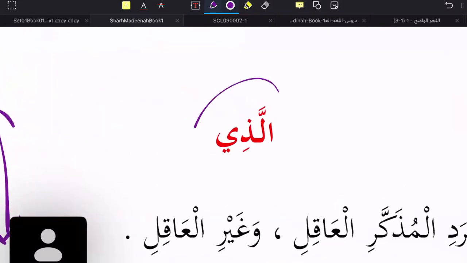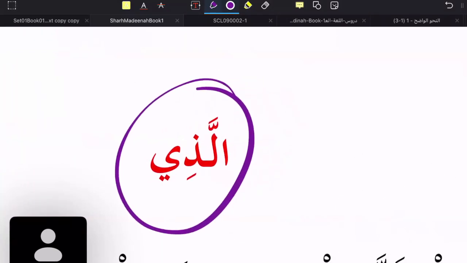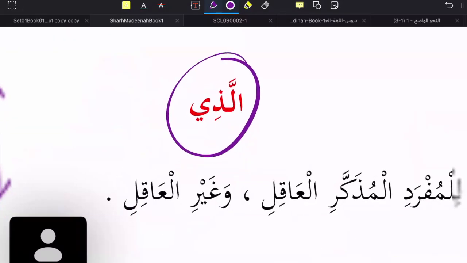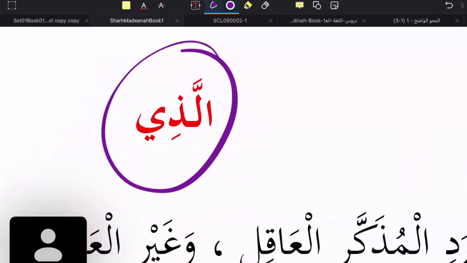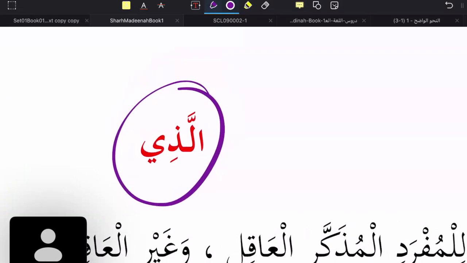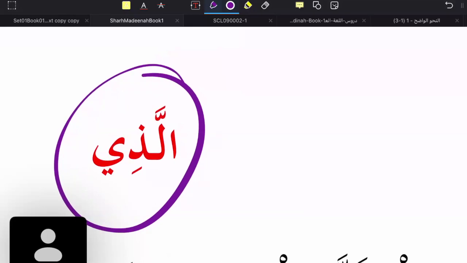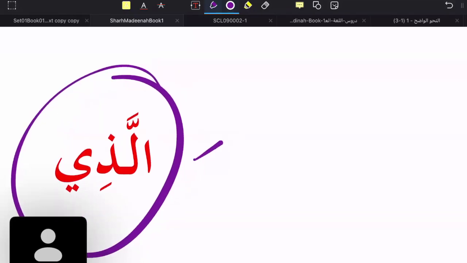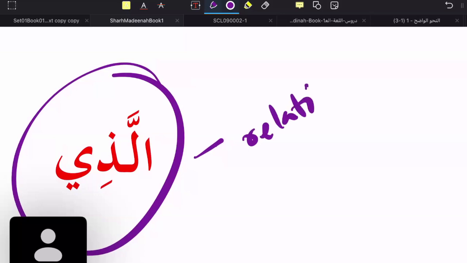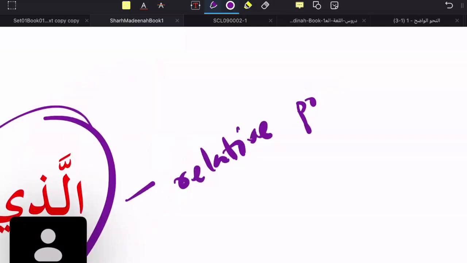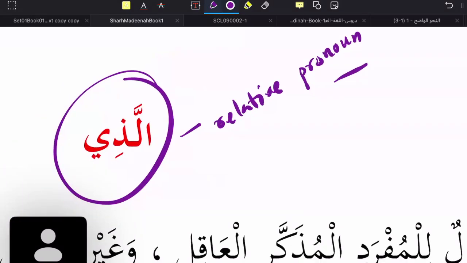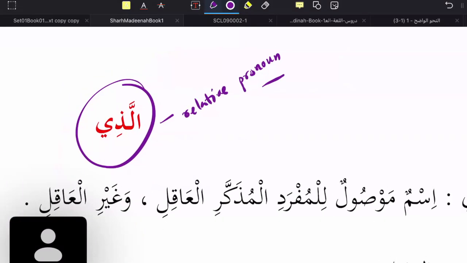Now, the next topic is alladhi, which is another interesting and important topic. But here we will not go too much into details. Alladhi has its whole chapter in the grammar anyway. But we'll just see how to use it in basic form. So what is alladhi? Alladhi is also another type of pronoun. In English, we call it relative pronoun. In Arabic, we say ism mawsul. So what is a relative pronoun?